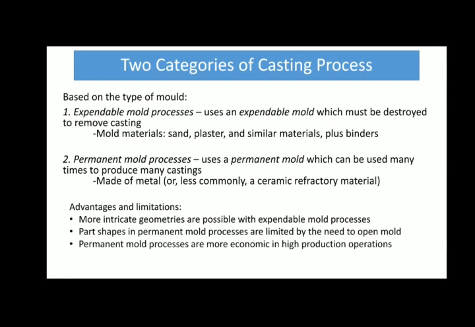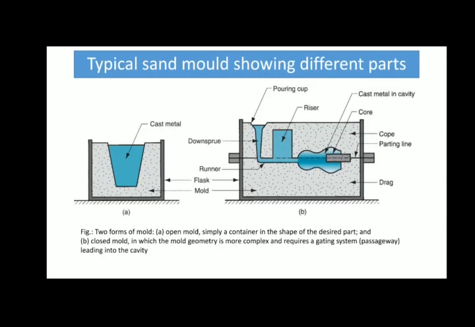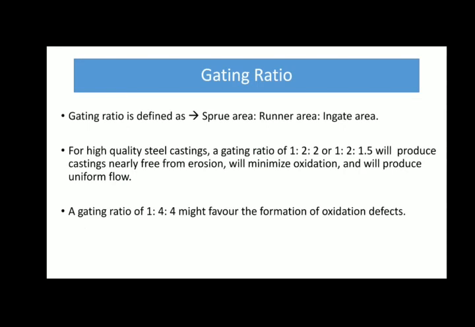And later on we have seen what is expendable mold process, permanent mold process, their advantages and all. And what are the different parts which are there in the mold, so those things we have discussed. And what is chill, what is parting line or riser etc., all those parts in a mold, those things we have discussed. And later on we have discussed about the gating ratio, which is a very important concept.